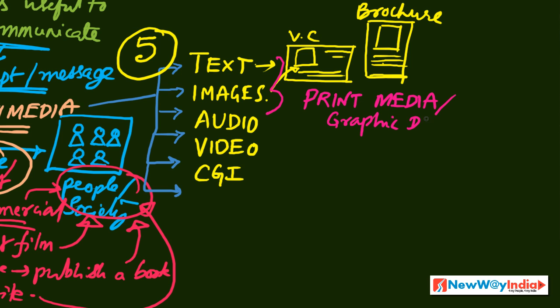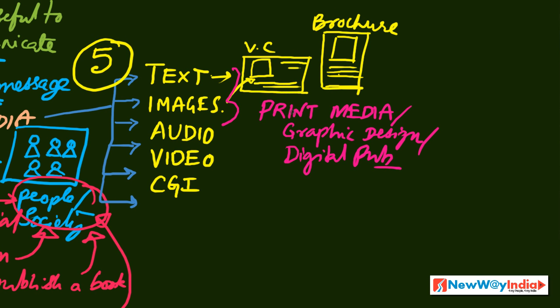Graphic design, or these days it is called digital publishing. These are the forms of media we are using nowadays. Print media means newspapers, visiting cards, brochures, posters, all come under print media. Graphic design means someone has to design the logos and different components. For example, someone has to design this logo, and someone has to take this image, either a photograph or something like that. Digital publishing, you will come to know what all these things are in the next video.